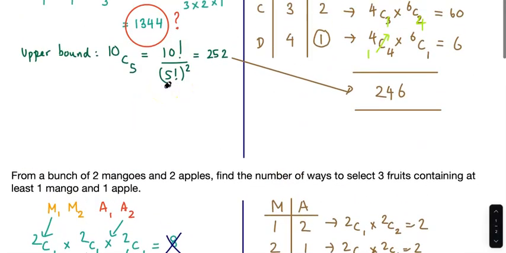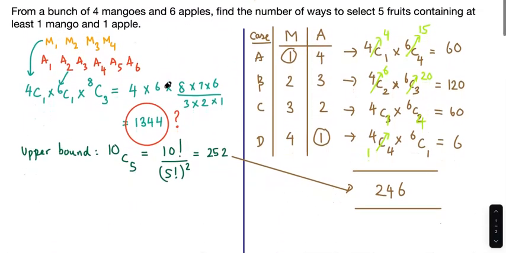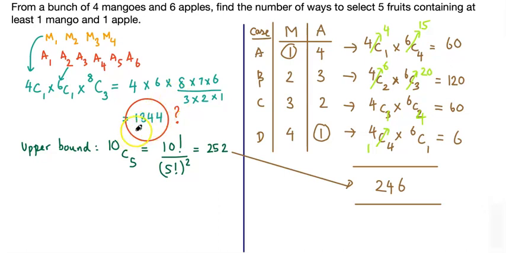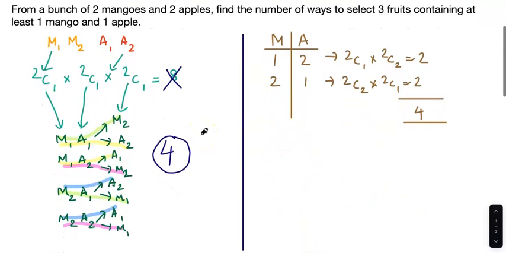And now in this case, this is exactly what happened here, right? We selected one mango from 4, one apple from 6, and then when we did the 8C3, this is actually the part where the mistake occurred, because here is where the double counting occurred, which means that this number is wrong, and clearly this was wrong because this violated the upper bound. Okay, and so I hope this example was helpful.